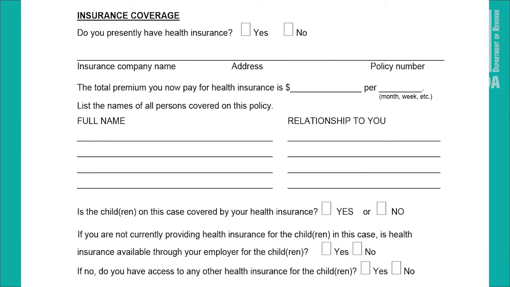Next, complete the insurance coverage section. Indicate if you currently have health insurance coverage by marking the Yes or No box.